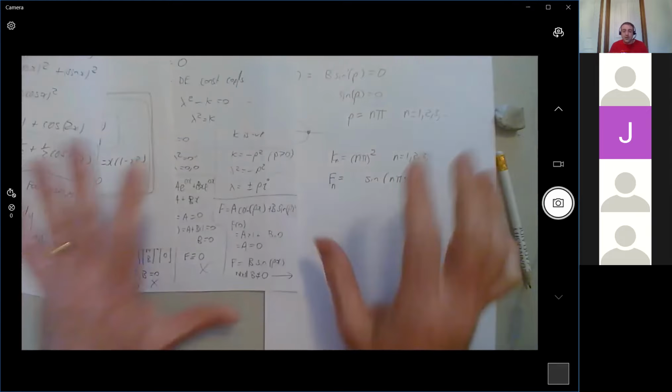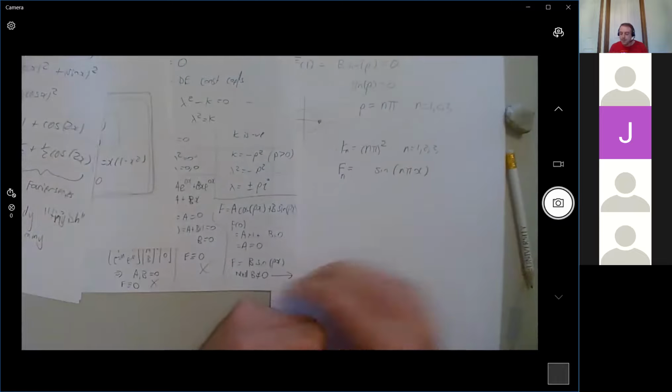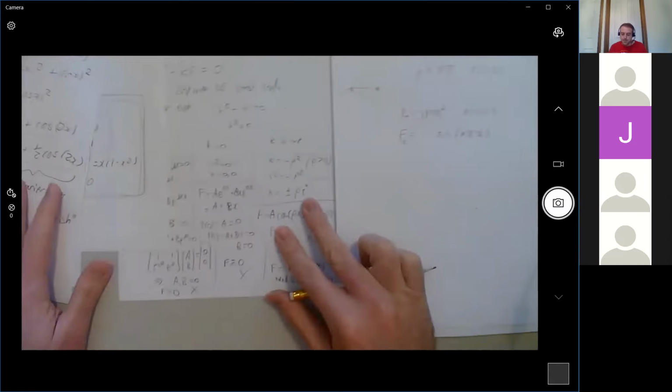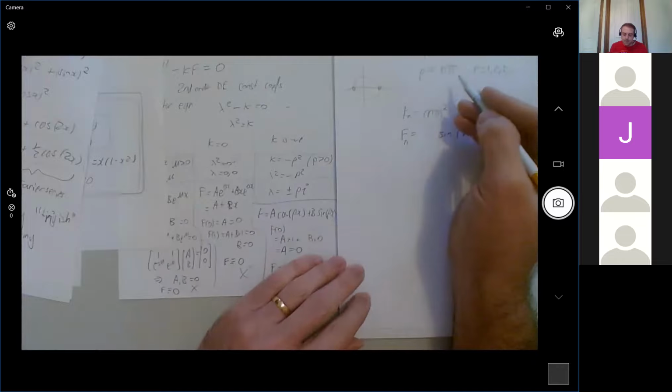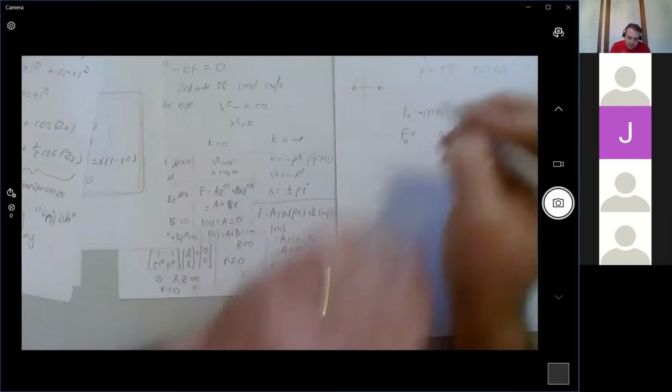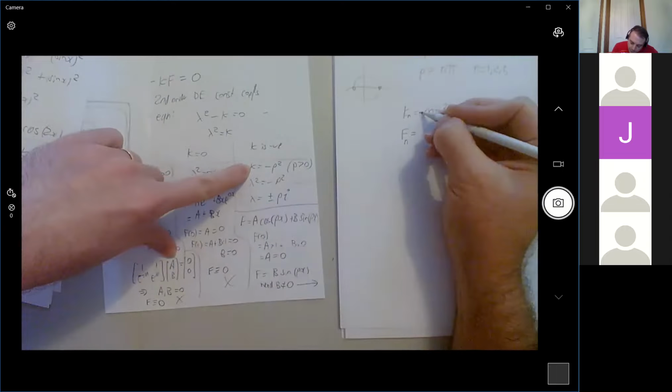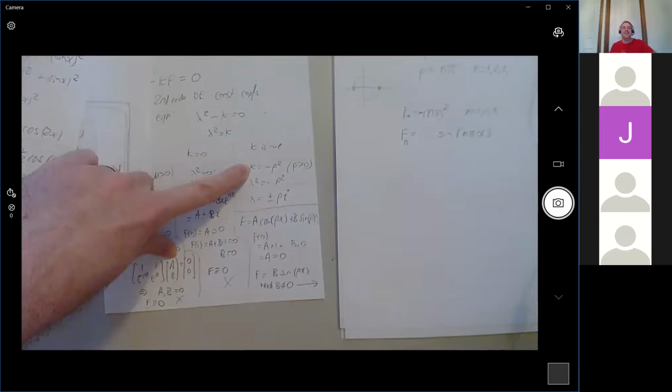Before I finish this, sorry, I have a question. Yep. With when we substituted back in rho equals n pi, was k not equal to negative rho squared? Oh, it totally was. Well done. Yeah, k was minus rho squared, wasn't it? Yeah, right. Okay, yeah. Good move. So that was no problem.